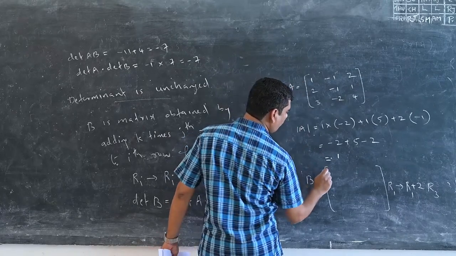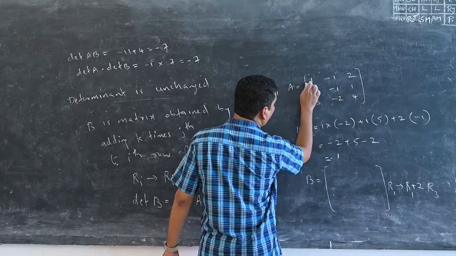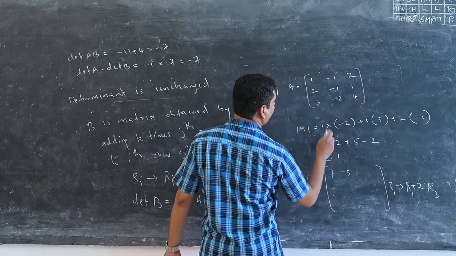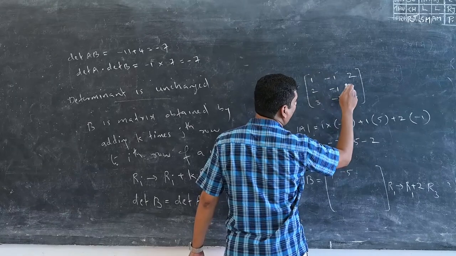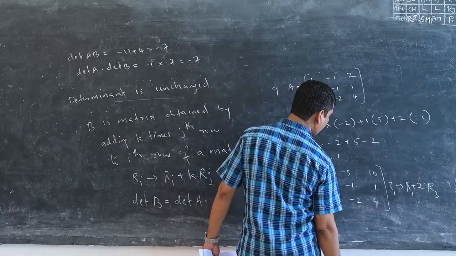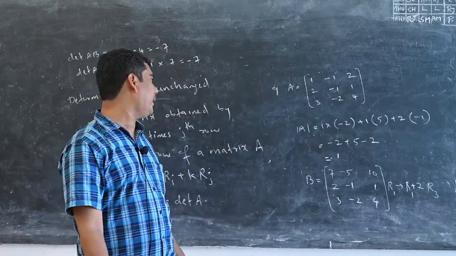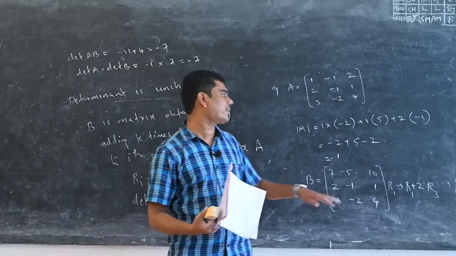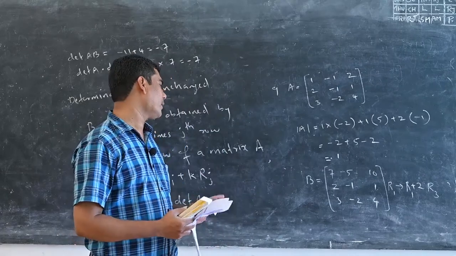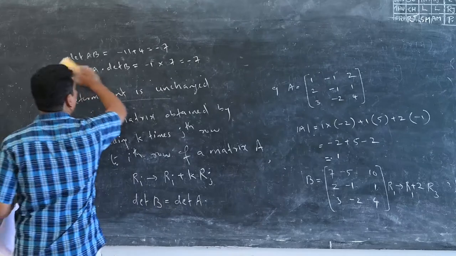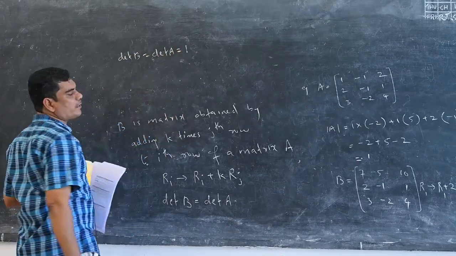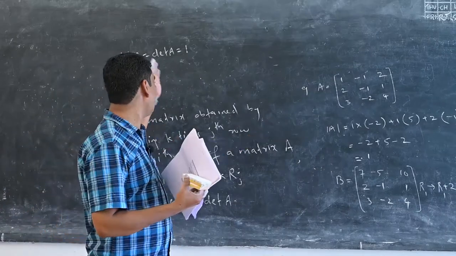So 1 plus 2 into 3 is equal to 7. -1 plus 2 into -2, that is -5. 2 plus 2 into 4, it is 10. Second row is 2, -1, 1, third row is 3, -2, 4. We obtained the matrix B from matrix A by this row transformation: add to first row 2 times third row. Then this property says that determinant of B is equal to determinant of A. This is equal to 1. So determinant remains unchanged, without expanding, the determinant value is 1.